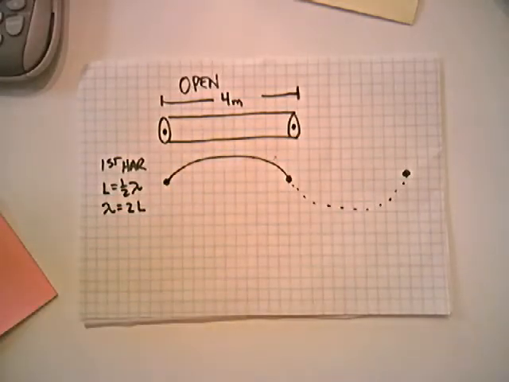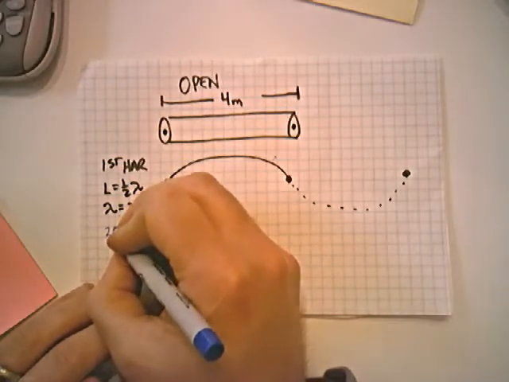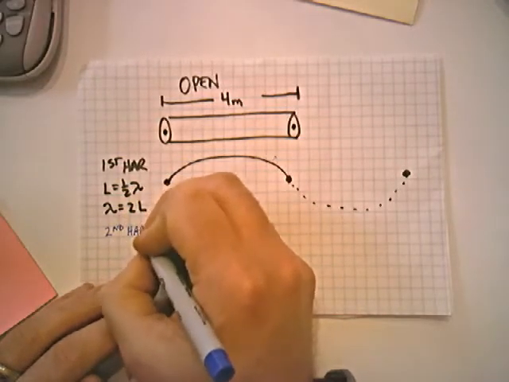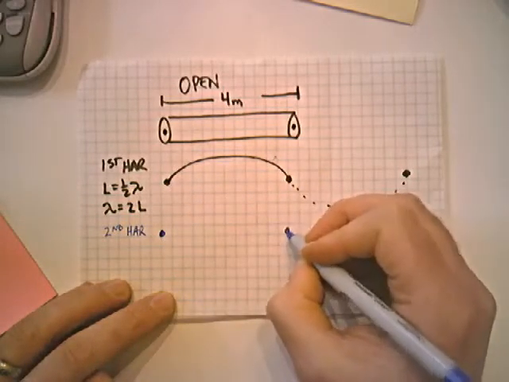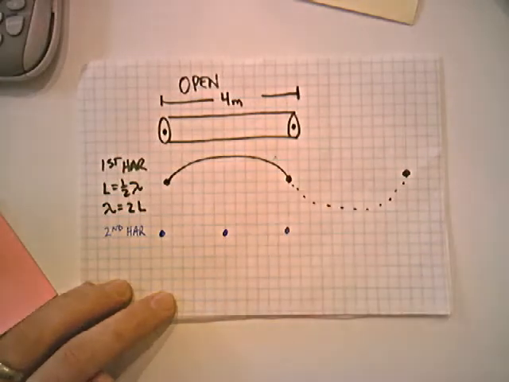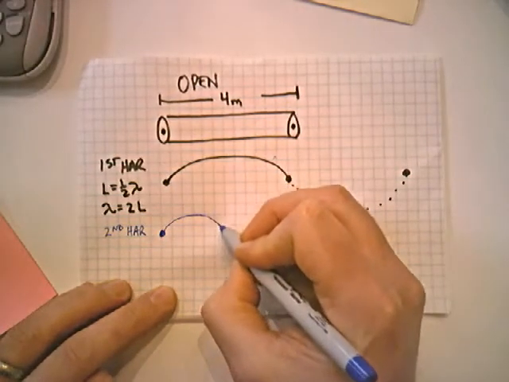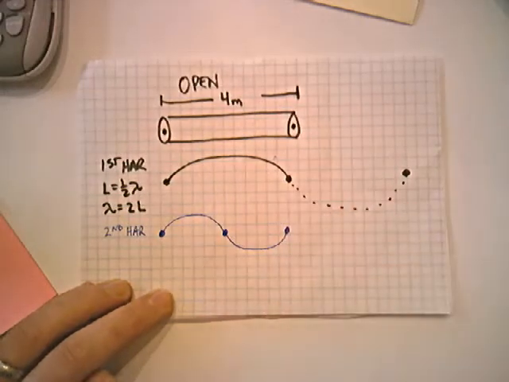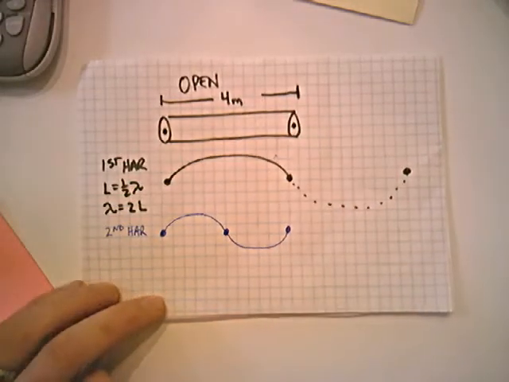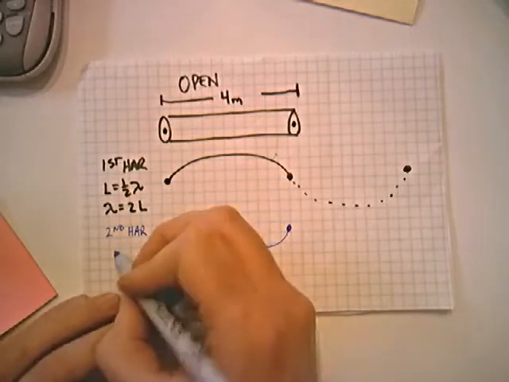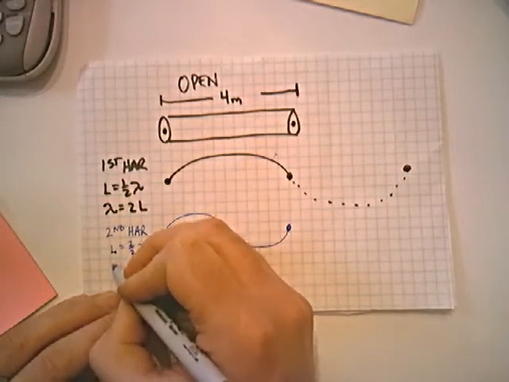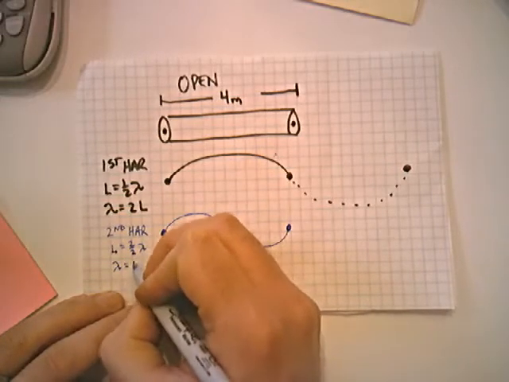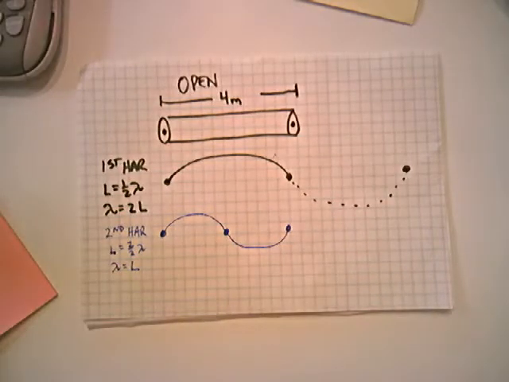Then let's continue here and talk about the second harmonic. So the second harmonic starts with a node, ends with a node, and then there's a node in the middle. So we get something that kind of looks like this. Okay, and that would be the same thing as saying L equals 2/2 wavelengths, or wavelength equals L. So the length of the pipe is one wavelength for that example.